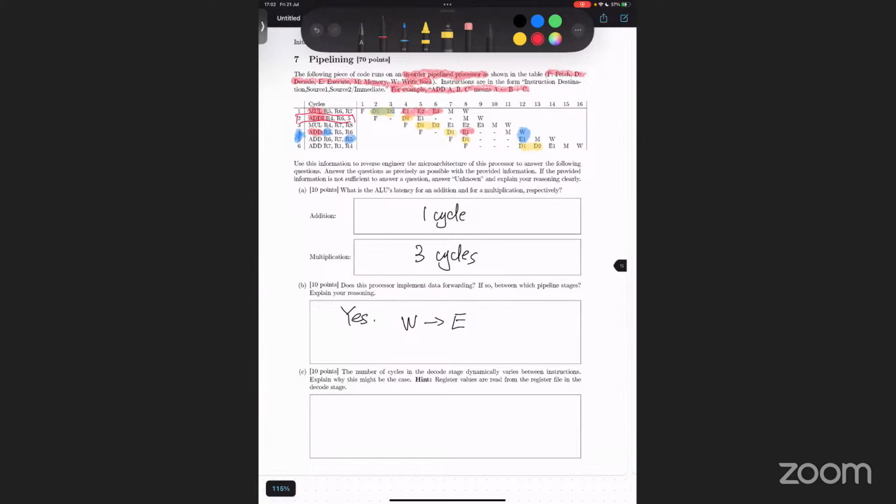This is an add immediate instruction, so only one of its operands comes from a register file. R6 comes from the register file, which will take some time in the decode stage, but 5 is an immediate value, so it doesn't take time in the decode stage. And we see indeed it only takes 1 cycle for the decode stage.